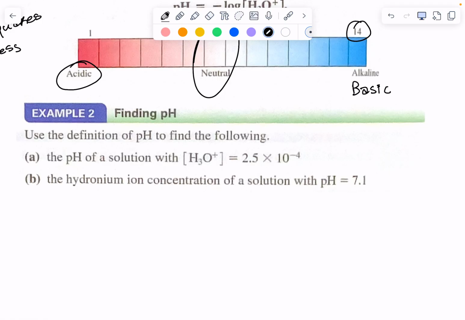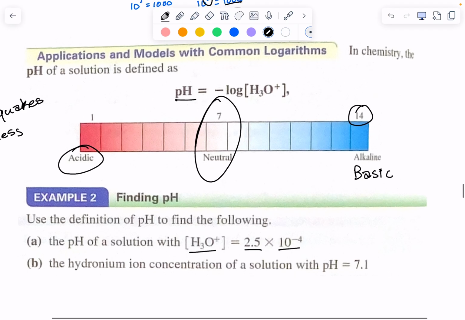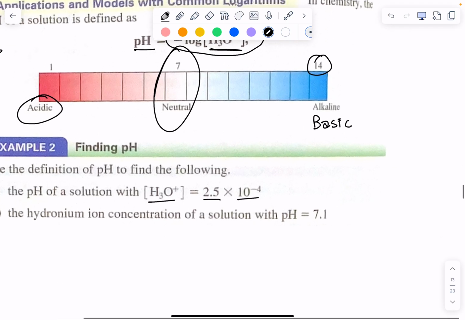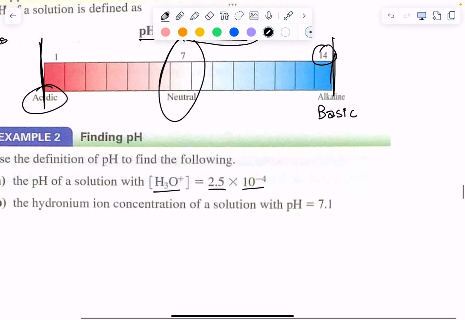All right, find the pH of a solution with this hydrogen ion concentration of 2.5 times 10 to the 14th power. Use the definition of pH. Okay, pH is the negative log of that hydrogen ion concentration. So here, if we're trying to find the pH number, the pH number goes from 1 to 14. I'm trying to find the pH number if that hydrogen ion, what is that?